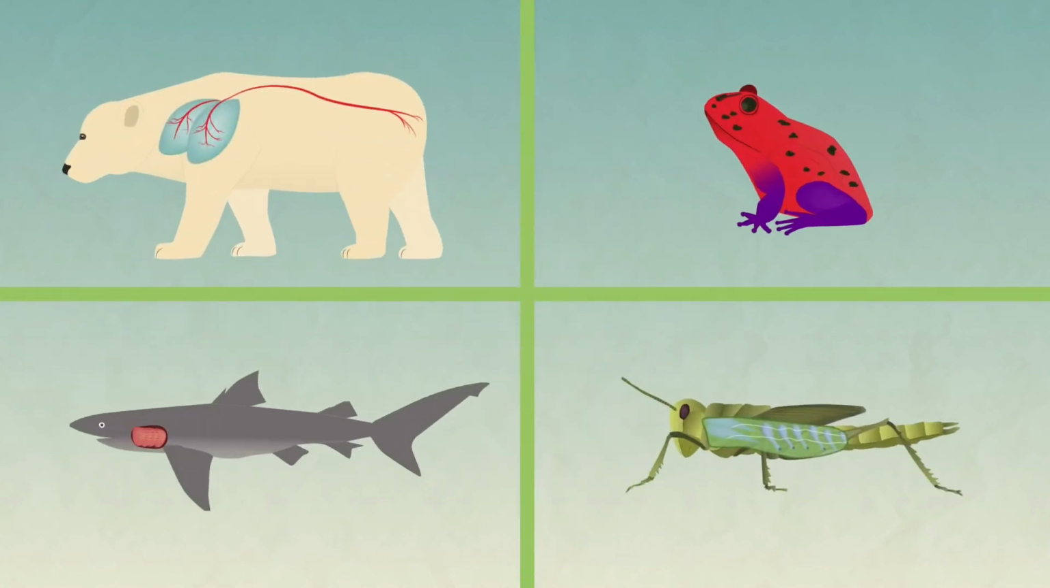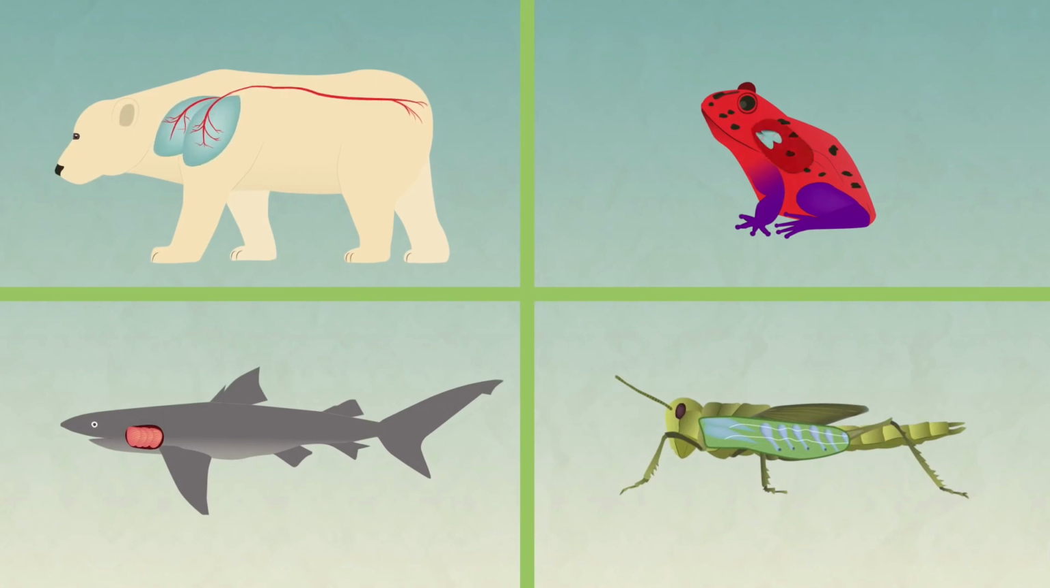So there you have it. Animals have developed different systems to achieve the same thing. Take oxygen out of the air and put carbon dioxide in it.